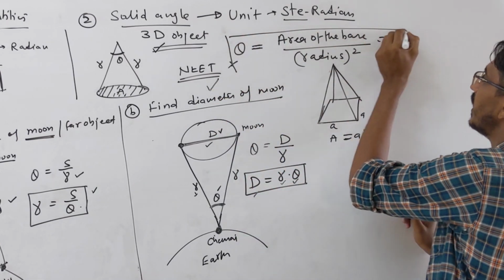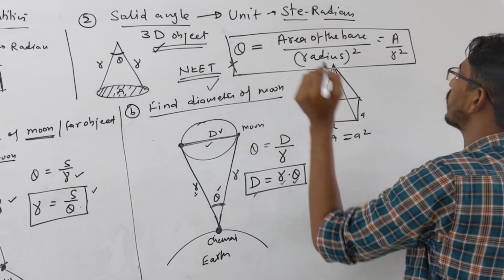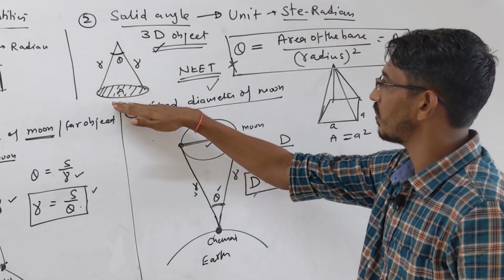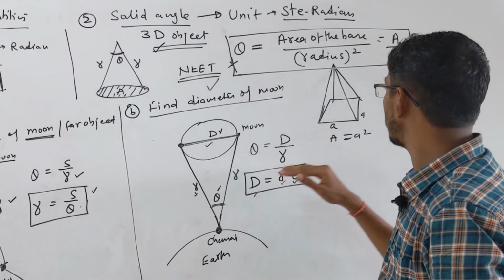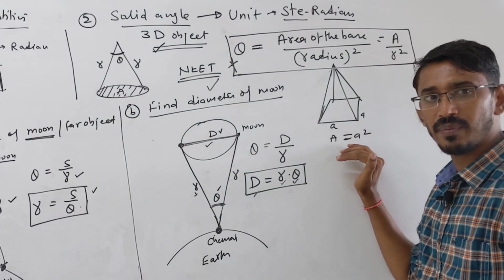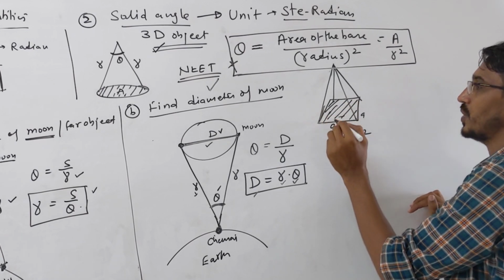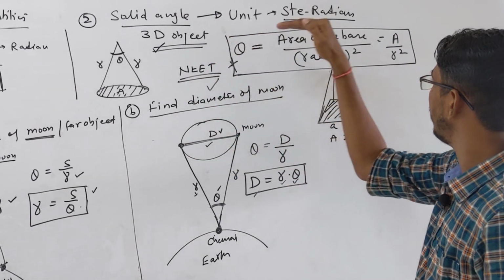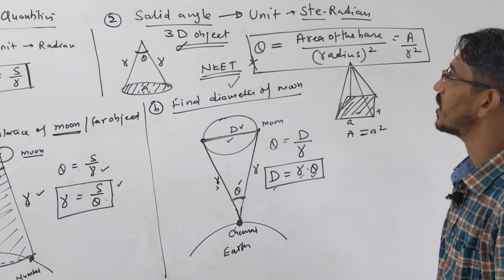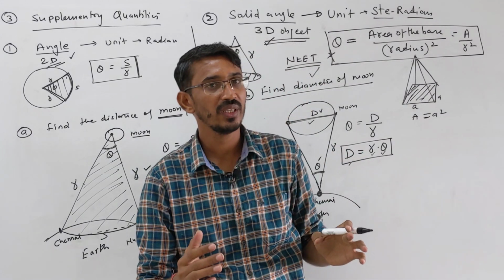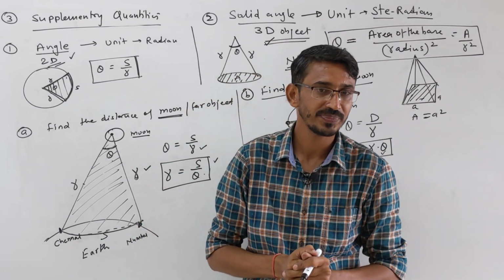Theta is nothing but the area of the base by radius square. The area depends on the type of base, like here a circular area, so you write pi r square. Here is a square base pyramid, so the area of the square you write as a square, right? It depends on the situation, on what is given to us, area of the base by radius square. So this is our solid angle, and here we finish our first topic, units and physical quantities.